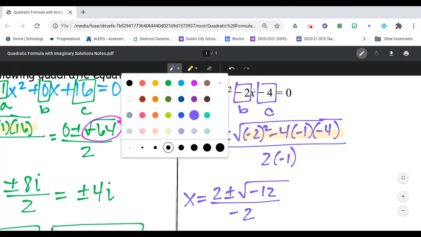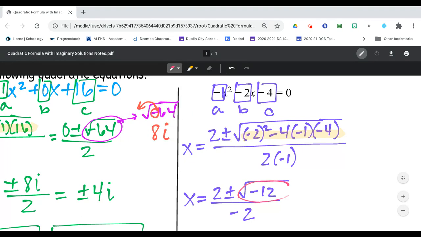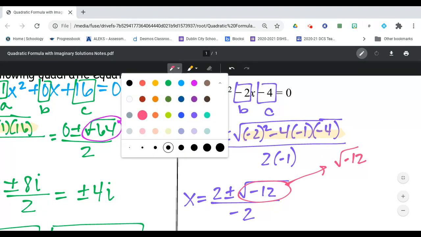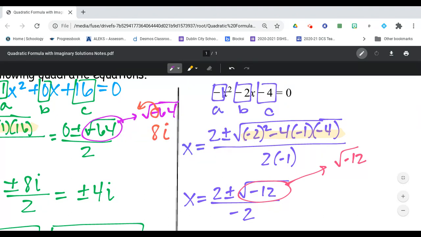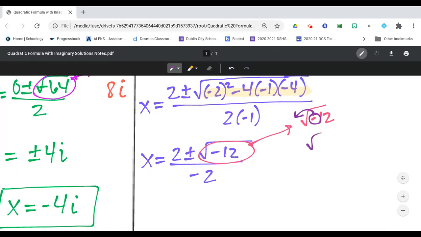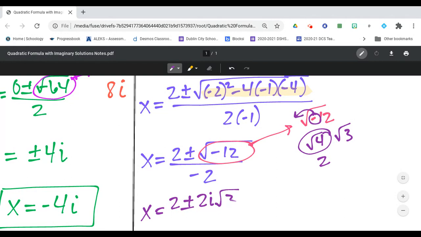So then I want to simplify this negative 12 and break down my radical, which we already did earlier. But just to quickly review here, that negative is going to come out front as an i, and I can break down 12 into the square root of 4 times the square root of 3. The square root of 4 is 2. So when I simplify that, I'm going to have 2i square root 3. 2i, because I pulled out the i, and the square root of 4 is 2, and then I still have the 3 under the radical, over negative 2.